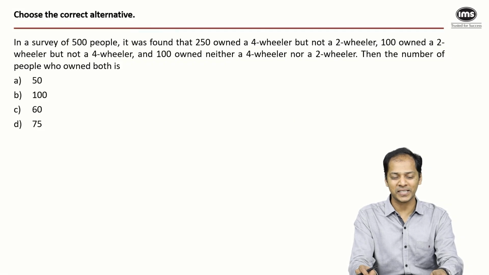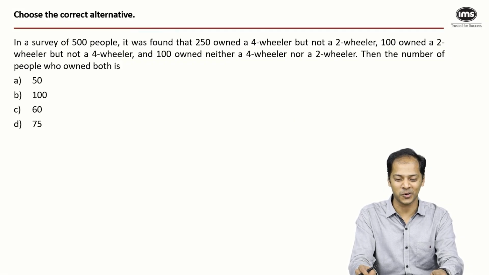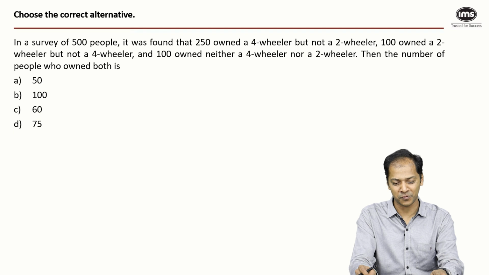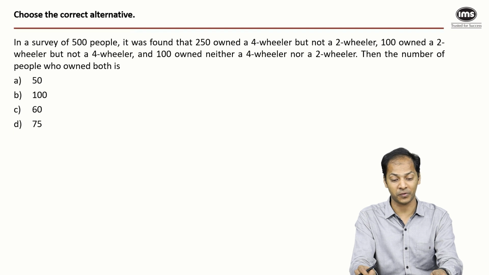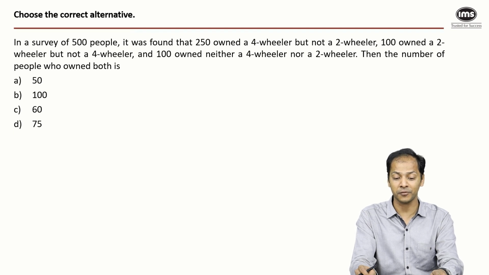Let's look at the question of the day from QA MCQ of IPMAT Indore 2024. In a survey of 500 people, it was found that 250 owned a four-wheeler but not a two-wheeler, 100 owned a two-wheeler but not a four-wheeler, and 100 owned neither a four-wheeler nor a two-wheeler. Then the number of people who owned both is.